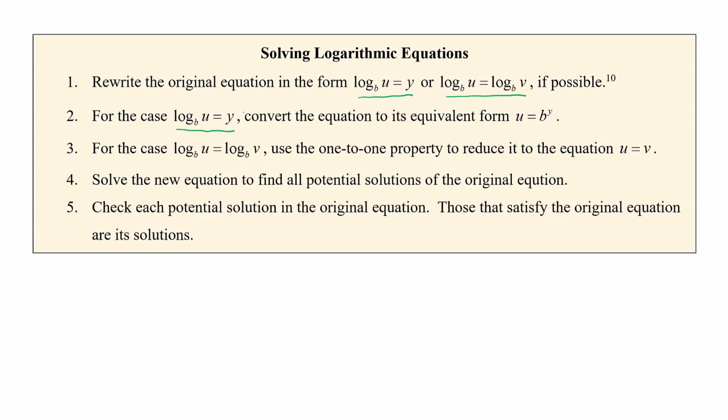And in that case, you can see that we could convert the equation to its exponential form of u equals b to the y. For the case where log to the base b of u equals log to the base b of v, we can use the one-to-one property of logarithms to reduce it to u equals v here. Once we've completed step 2 or step 3, we would solve the new equation to find potential solutions. But what we need to do here is check each potential solution before declaring it an actual solution here.